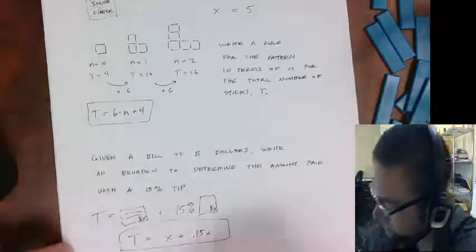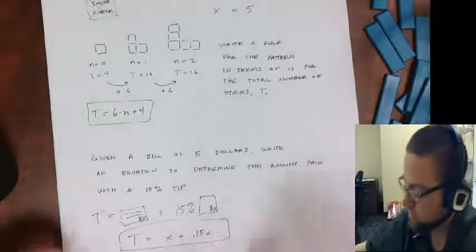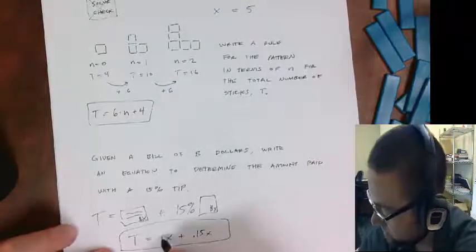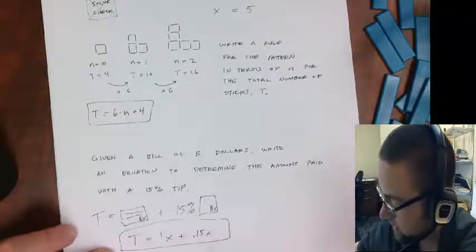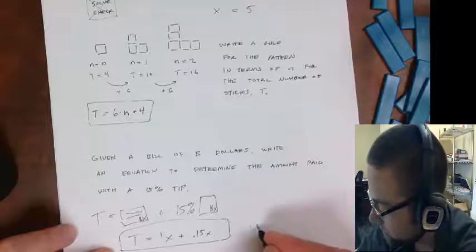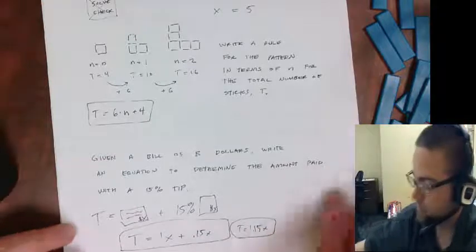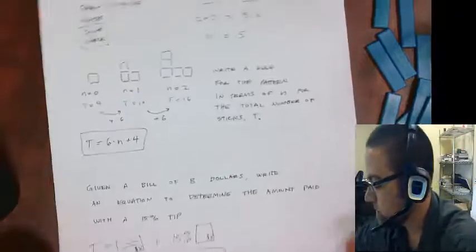Okay? So that's my equation, and you might see it written a different way. If I say, well, this is just 1x, and I'm adding on 0.15, so it's 1.15x. That might be another way to write it. Okay, so different ways to write these things.